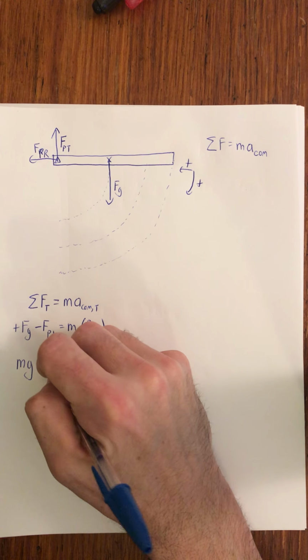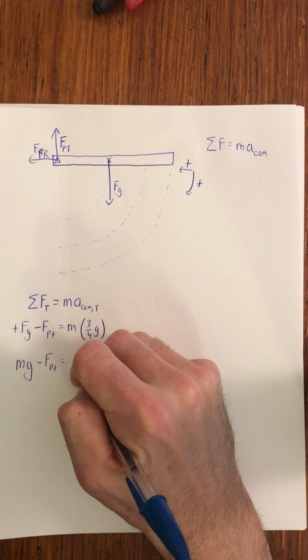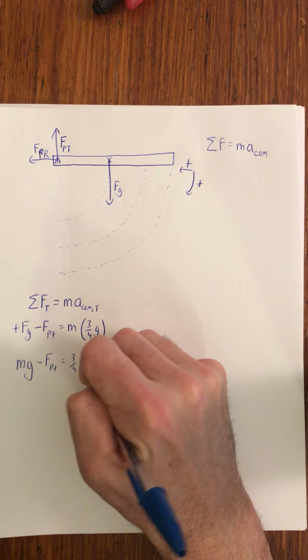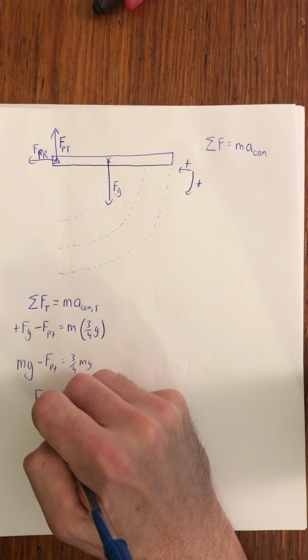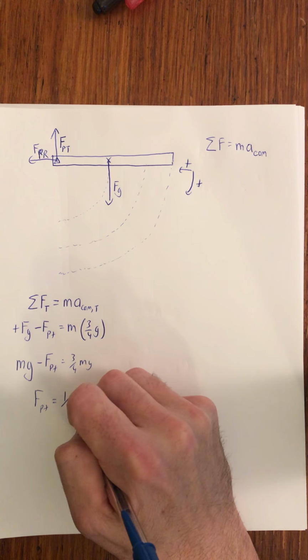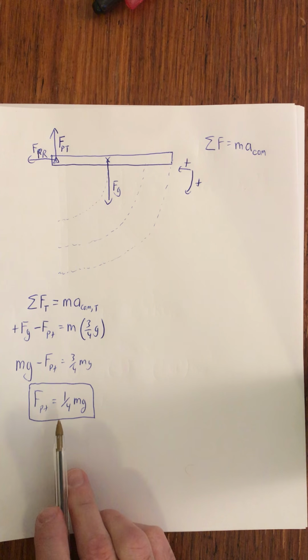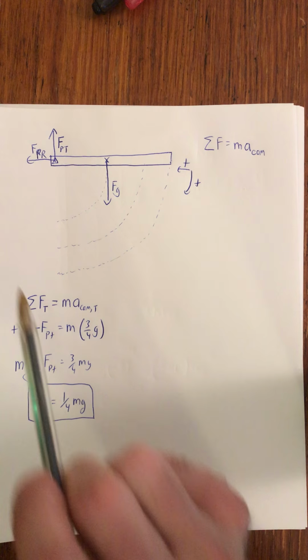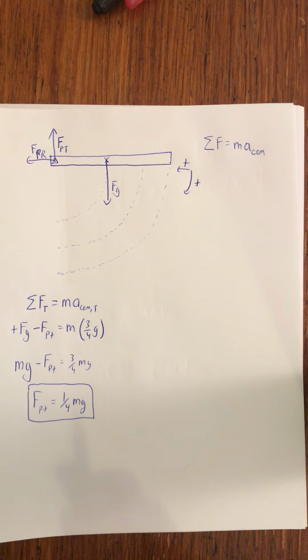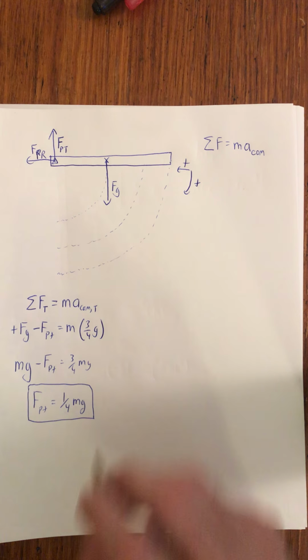So mg minus FPT is equal to 3/4 mg. Okay, FPT is equal to 1/4 mg. There I go. And the fact that this came out positive means I guessed correctly in terms of my direction of force, and we're good to go.